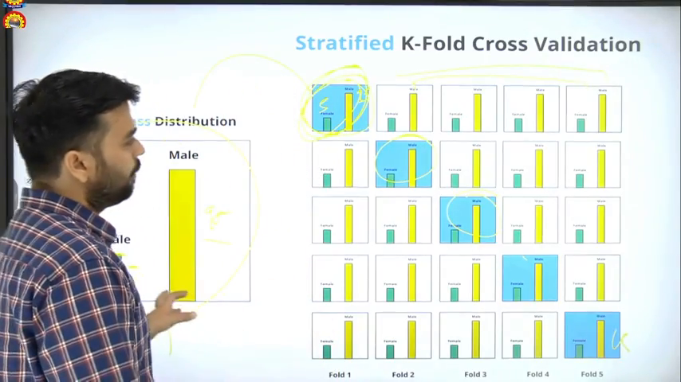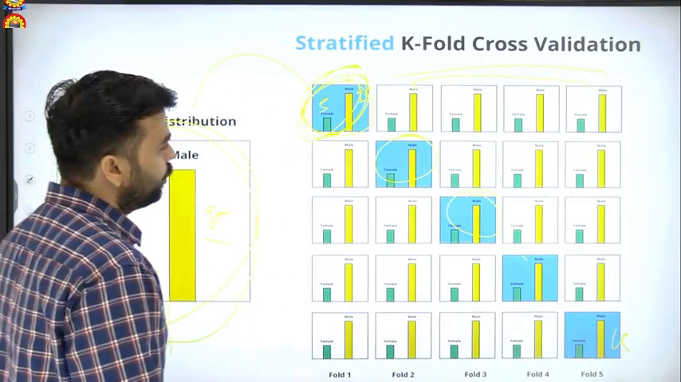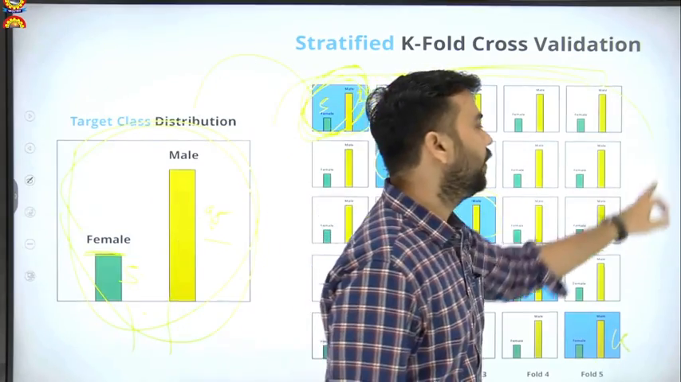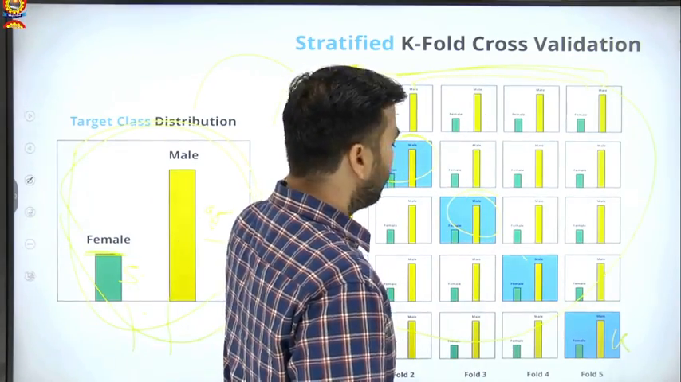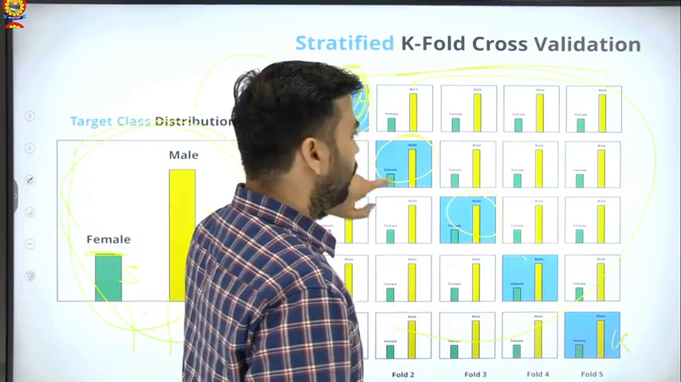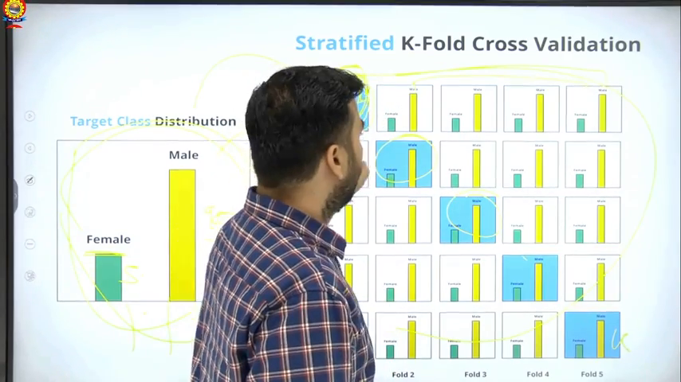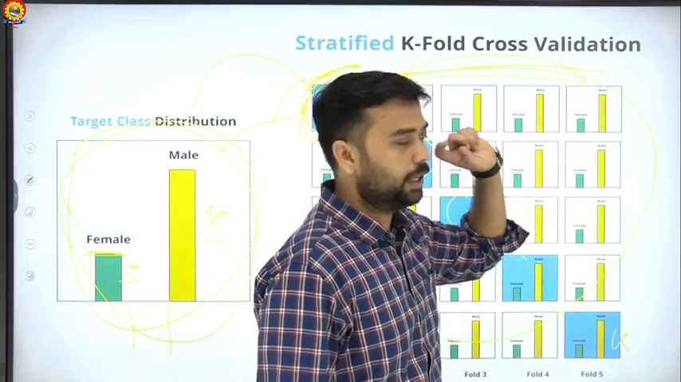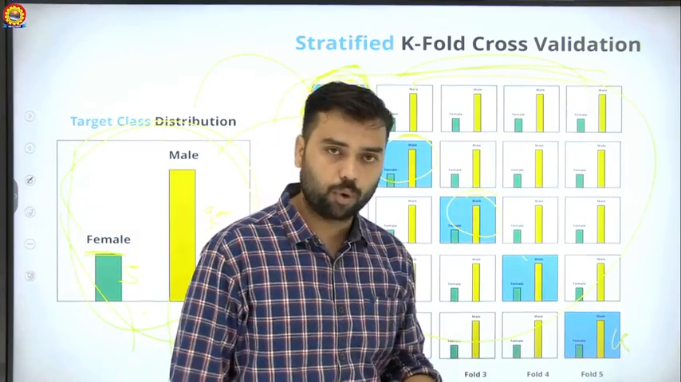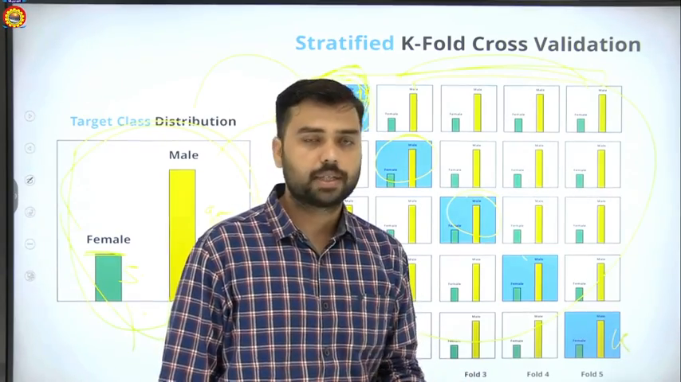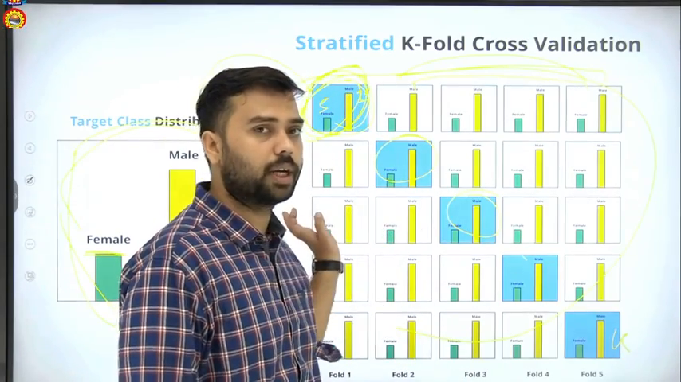So here is an example. This is the target value distribution. It is our data sample. We take the test data sample in an equal ratio of the target value, and the rest is the training data set, which also has an equal ratio of the target value. So it is more accurate. The data is not biased because we are considering the target value also.